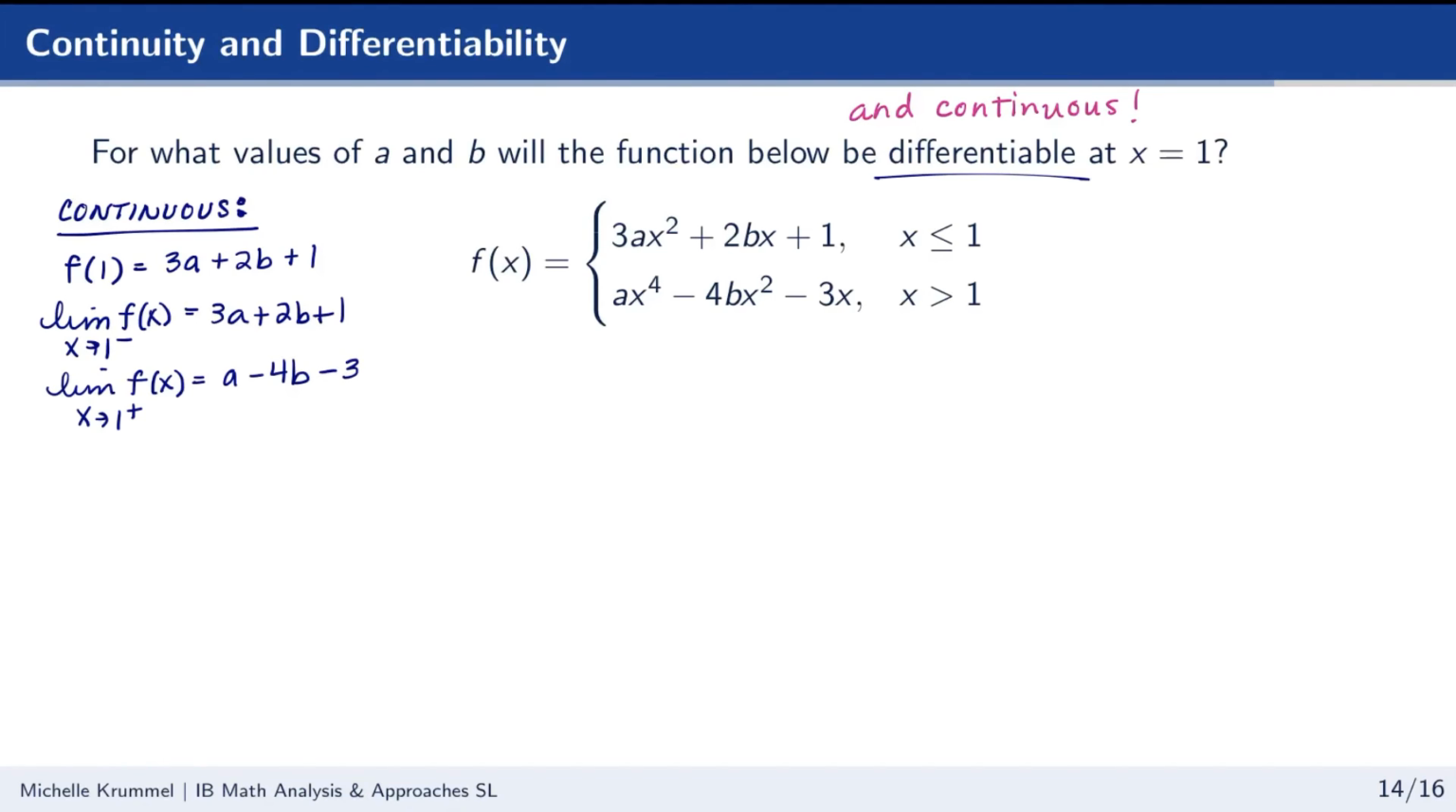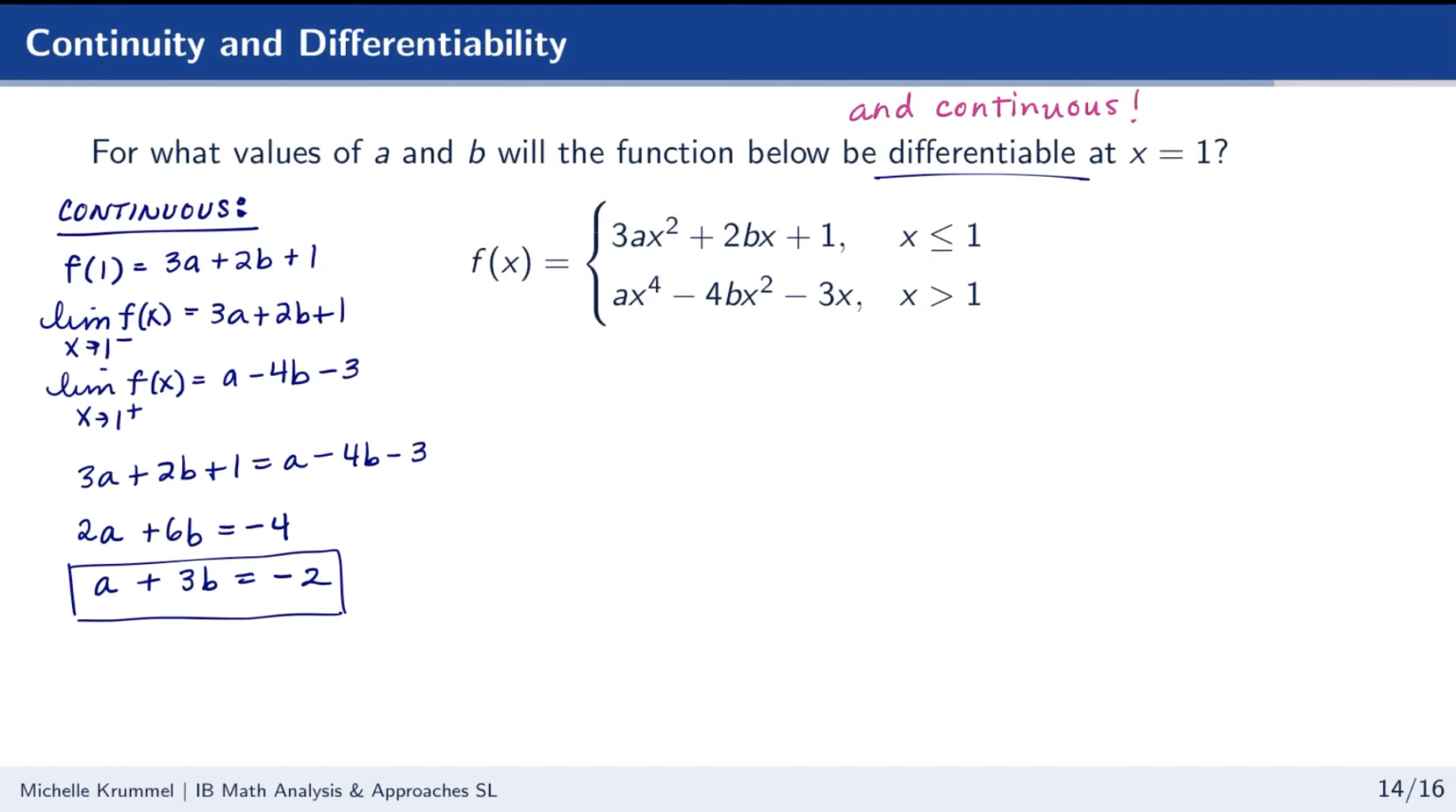So the left-hand limit here must equal the right-hand limit. 3a plus 2b plus 1 must equal a minus 4b minus 3. Let's group our like terms. So if I subtract a on both sides and add 4b to both sides, and then subtract 1 on both sides, I get that. If I divide everything by 2, then I have an equation that relates a and b. So we're going to hold on to that and move on to differentiability.